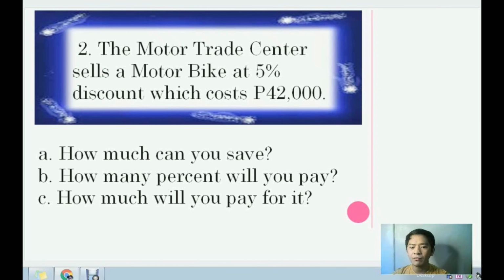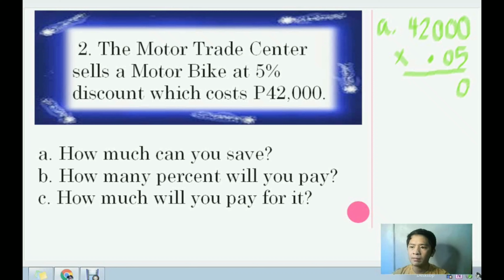So, we all know that to find the answer in letter A, 42,000 pesos, we will multiply by 0.05. Remember, ang 5% is 0.05. Kapag ginawa mo itong 0.5, 50% yun. Okay? So, ingat kayo doon.